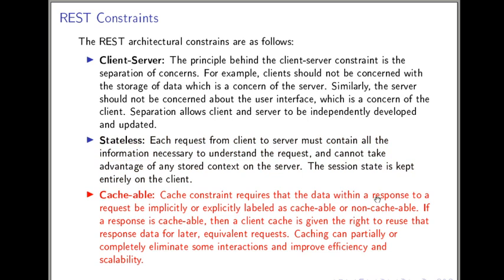Third important constraint of REST is that it is cacheable. This is the advantage of the REST framework. Cacheable means the cache constraint requires the data within the response to a request to be implicitly or explicitly labeled as cacheable or non-cacheable. Every resource must be labeled whether it is cacheable or not. If the response is cacheable, then a client cache is given the right to reuse that response data for later equivalent requests. Caching can partially or completely eliminate some interactions and improve efficiency and scalability. So caching basically improves our efficiency and scalability.